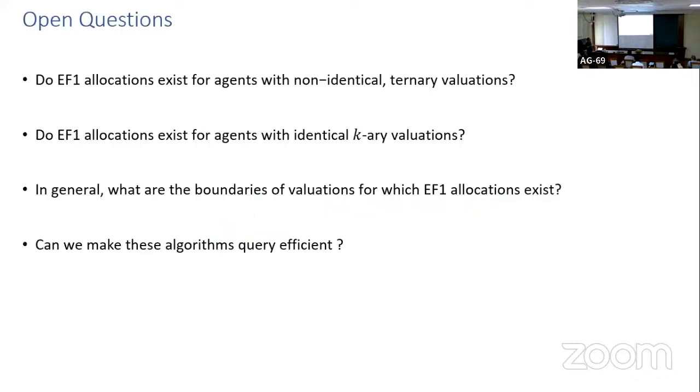So these are the open questions. We don't know whether EF1 allocations always exist for non-identical ternary valuations. In fact, even for identical ternary valuations, this question is unanswered. In general, you want to know what the boundaries of valuations are for which EF1 allocations always exist, and can we make this algorithm very efficient? The algorithm which we gave for negative binary is a polynomial time algorithm, but for the identical case, we don't know how to do it.